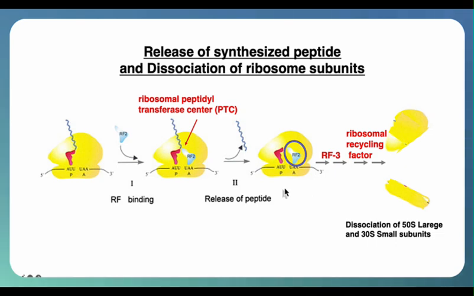As a result, only the empty transfer RNA and the release factor remain in the ribosome. For the ribosome to initiate translation again, the empty transfer RNA and release factor must be removed, and the large and small subunits need to dissociate. This process involves release factor 3 and the ribosomal recycling factor. I have explained the mechanism of translation in bacteria.